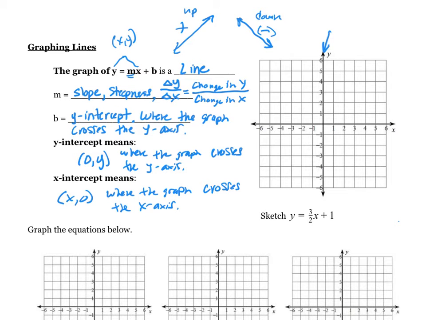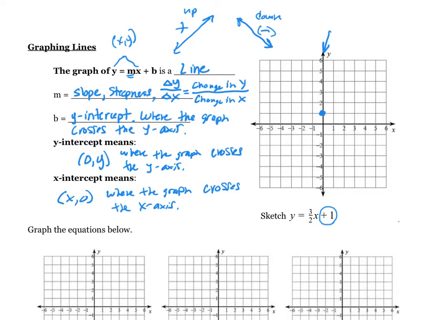So, on the right, you'll see it says sketch y equals 3 over 2x plus 1. The first thing you do is we always graph the b, or the y-intercept, first. And this is very simple. The y-intercept in this case is plus 1, so I just make a dot at positive 1. If it had been minus 5, then I would have made a dot at negative 5. If it was 3, I would have made a dot at 3. So whatever that value is, you put a dot on the y-axis.